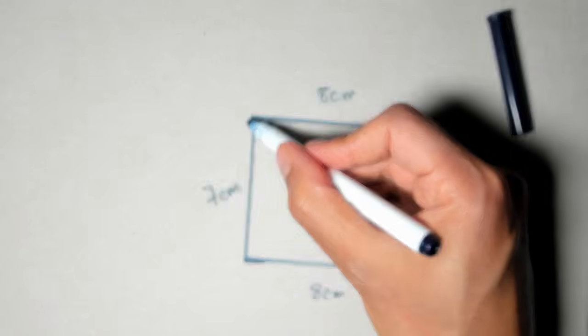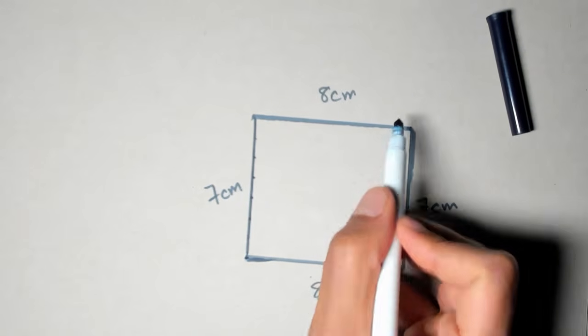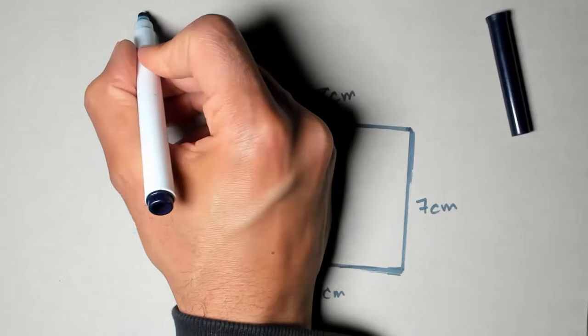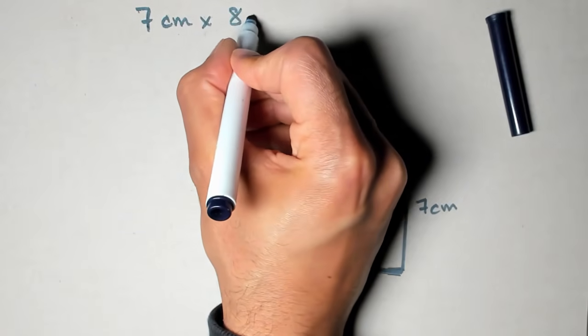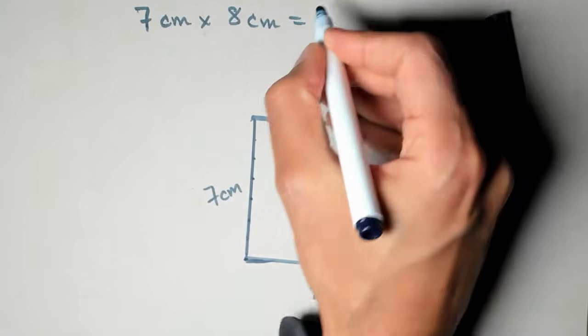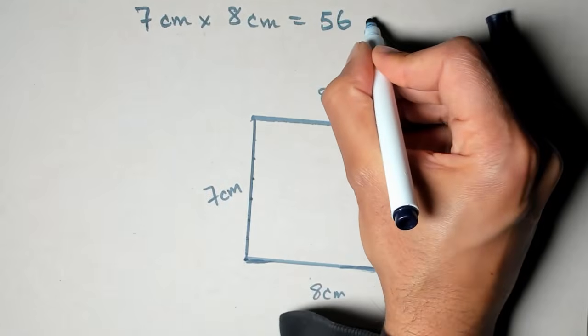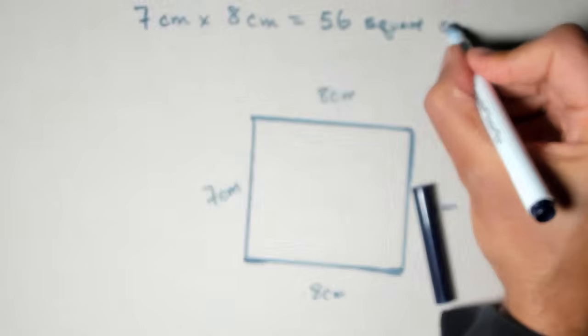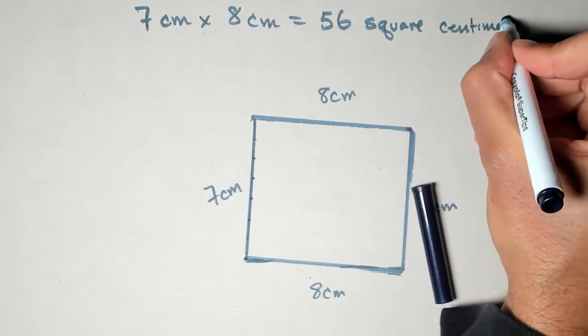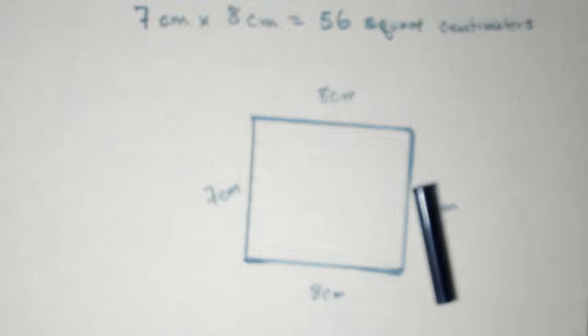It's just going to be this side length times this side length. So let's see, if I took 7 centimeters times 8 centimeters, 7 times 8 is equal to 56 square centimeters. And we are done.